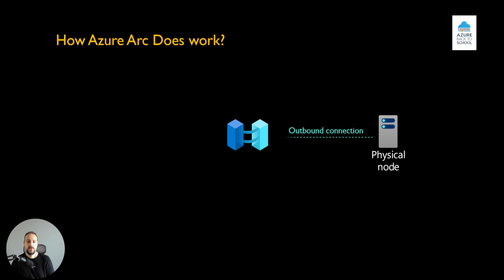The agent uses a secure outbound connection. It's really important to know that. It uses a secure outbound connection to Azure and does not require any inbound port to be opened. It means you do not need to be worried about incoming connections. You just need outbound connections. And you also have other features if you don't have outbound connections, which I will mention in the next slides.